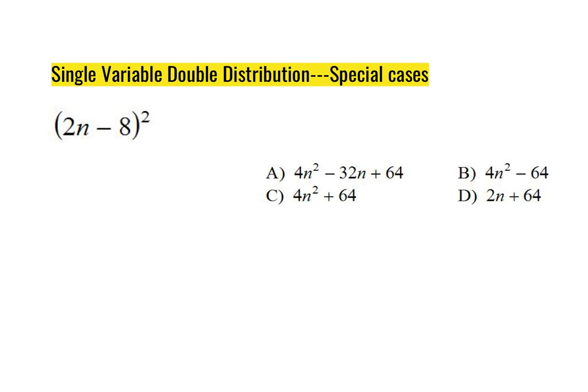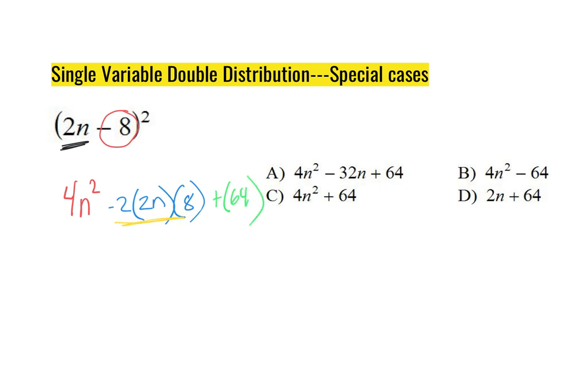Now you try. Find the product using the special case. Using the special case, this would be our first term. This negative 8 would be our second term. So we would have 2n squared, so that would give me 4n squared. And then we're going to have negative 2 times your a, your first term, times your second term, which is negative 8. Well, just 8. And then you're going to have your second term squared. So that would give me 64.